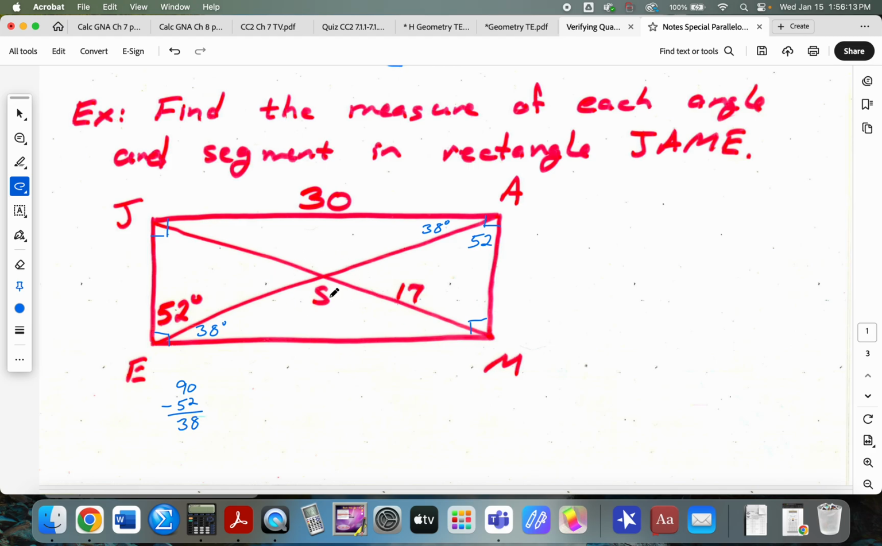I don't know how to find the angles in the middle, and I don't know how to find these 2 angles at J and these 2 angles at M. Here's the key to this. What's true about the diagonals in a rectangle? It's written right above this. What's true about the diagonals? They're congruent. And because it's a parallelogram, they cut each other in half. That means all their halves are congruent, which means all 4 of these segments are congruent.